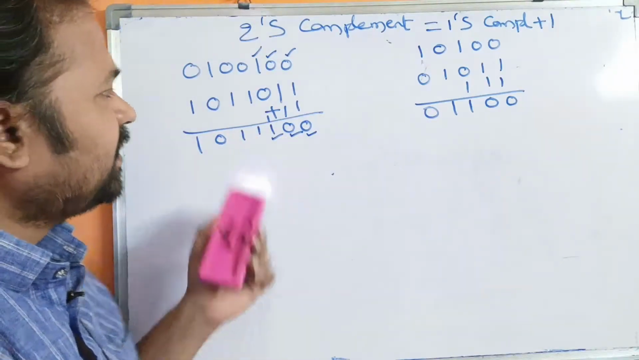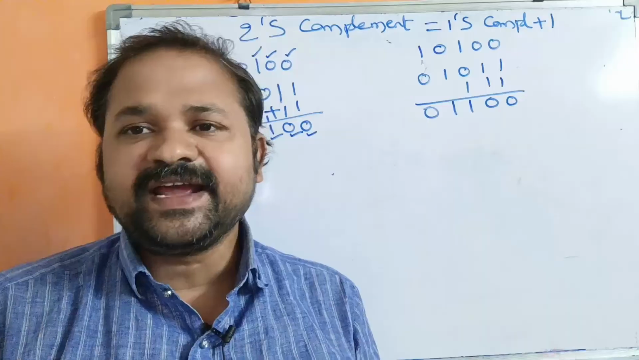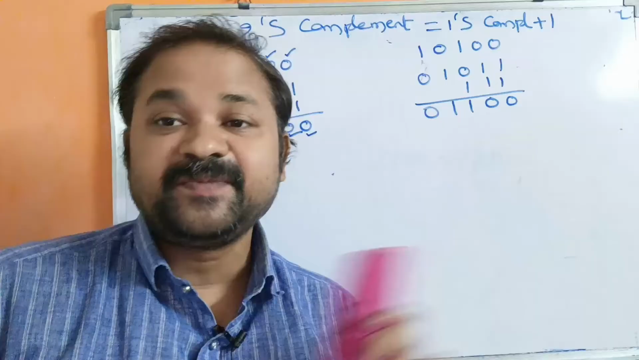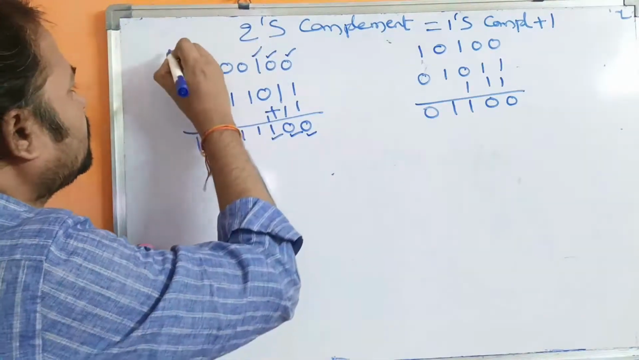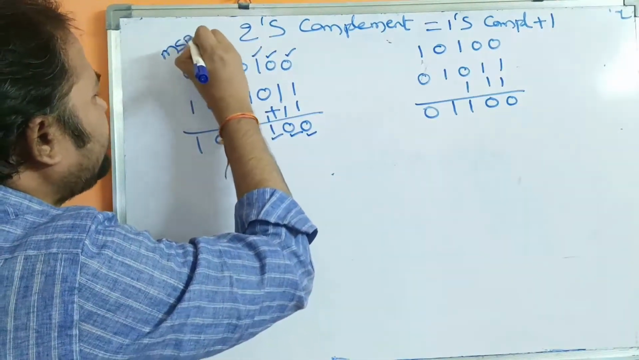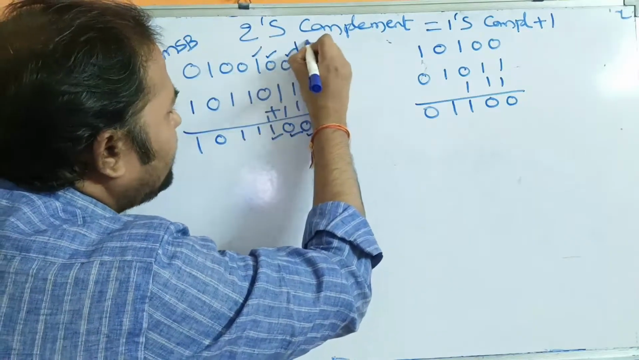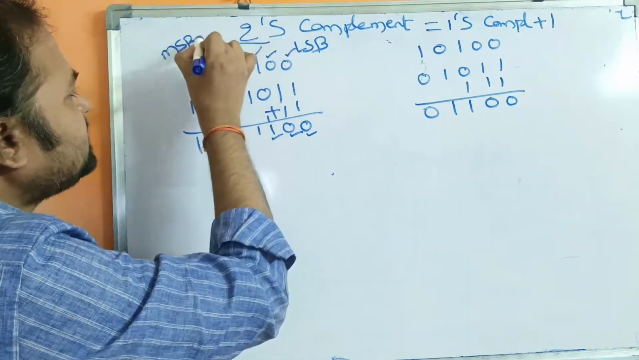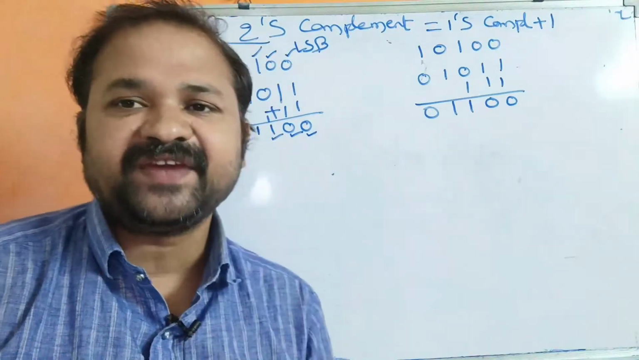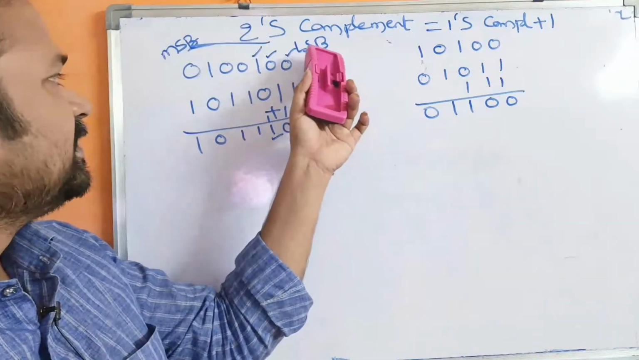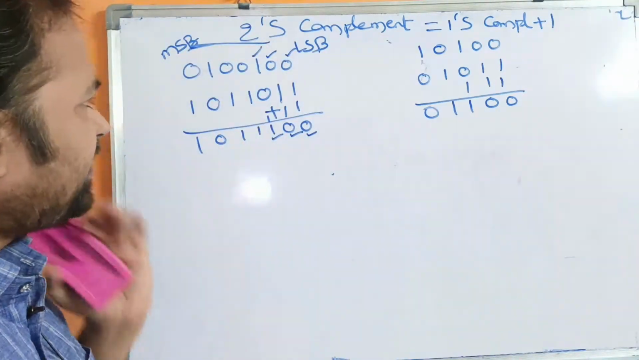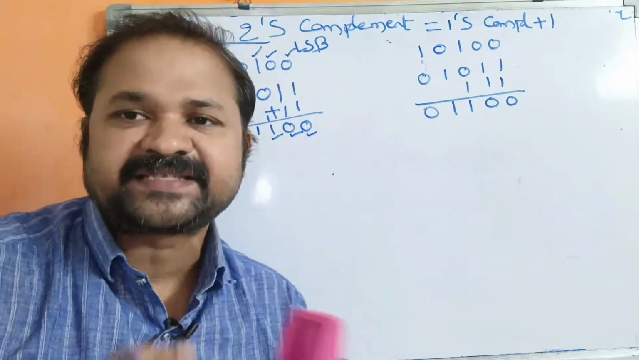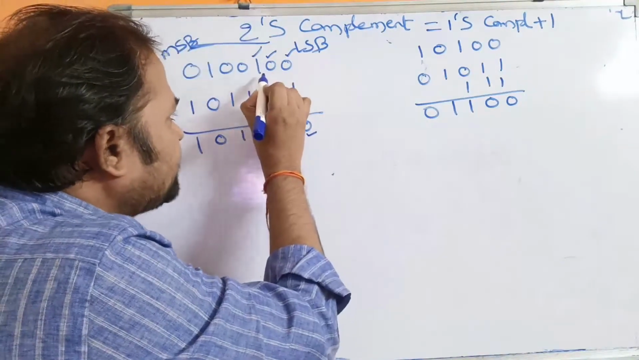So that means here instead of reading the data from MSB to the LSB, we have to read the data from LSB to the MSB. Here this 0 is called the most significant bit, whereas this 0 is called the least significant bit. Read the data from least significant bit to the most significant bit. Up to the first one, we have to keep the bits as it is. So this is the first one.